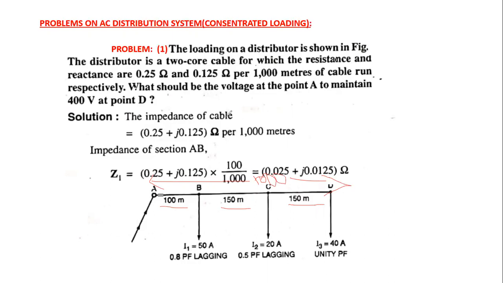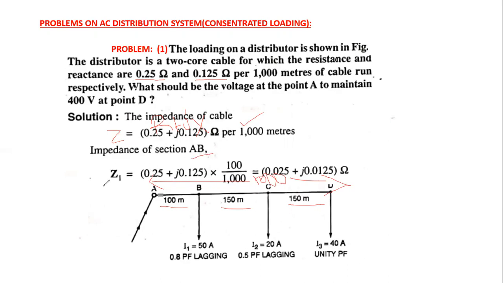First of all, we calculate the impedance of the cable. What is meant by impedance? That is Z, where Z is equal to R plus jX, R is the resistance and X is the reactance. The R value given in the question is 0.25 ohms and X is 0.125 ohms per 1000 meters.